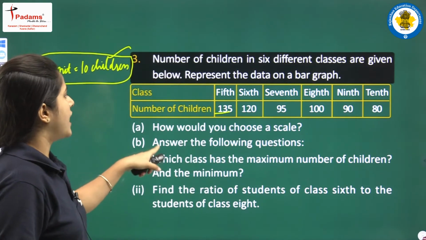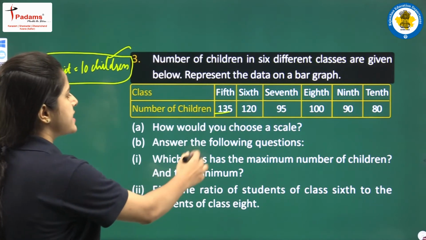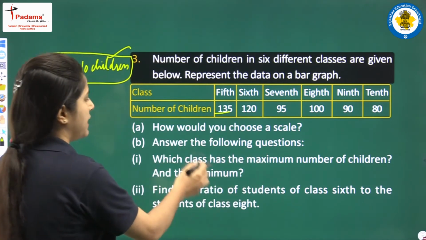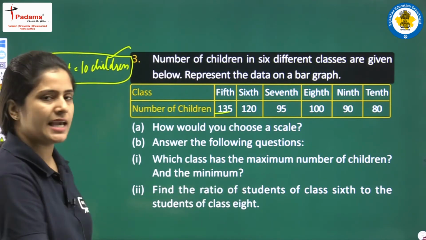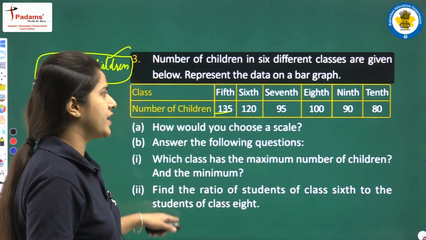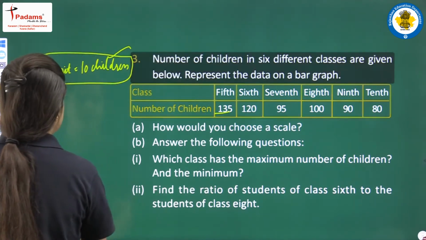Okay, answer the following questions based upon the bar graph. Which class has the maximum number of children and the minimum? Find the ratio of the students of class 6 to the students of class 8. Okay, firstly, before answering that, we'll make a bar graph.